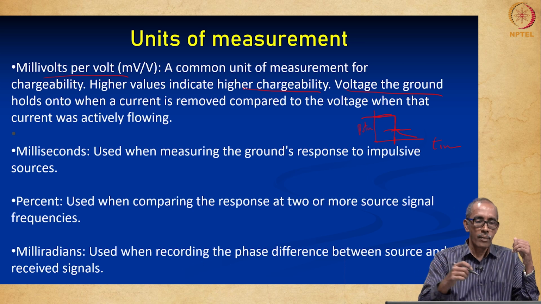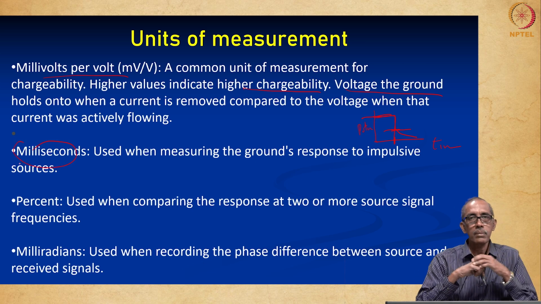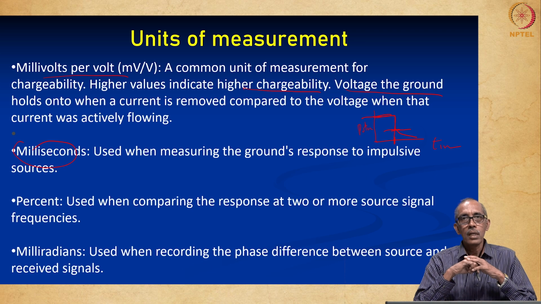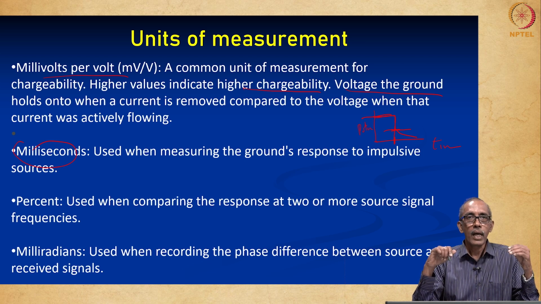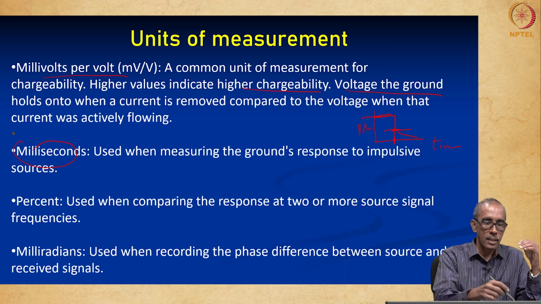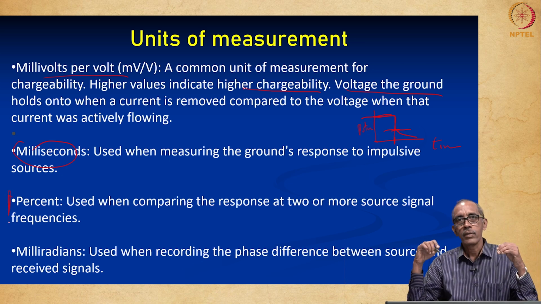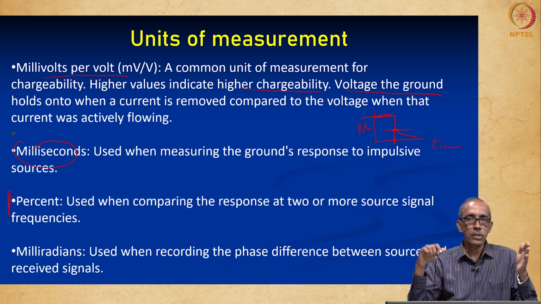Then the second is milliseconds. Second unit is known as milliseconds. It is used when measuring the ground's response to impulsive sources, right. That means we will use some impulsive sources. During that time, how much is the time until which ground is able to remain charged, right. Then the third unit is known as percent, used when we use multiple source signals, right. Suppose if you use the currents from multiple sources, then we measure the percentage.